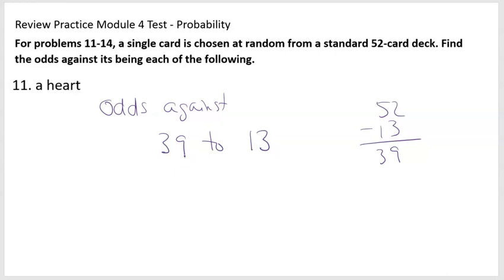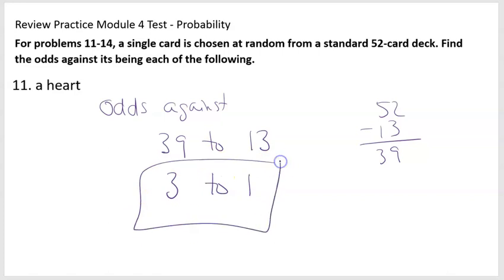Okay? Now you've got to reduce. There's a value that divides into both of them, and that just happens to be 13. So 13 divides into 39 3 times, and 13 divides into 13 1 time. And that's how you should write your odds for and against. Odds and probability are always in the lowest terms. So if these values have numbers that divide each, you need to do that. And again, to check yourself, you could add these two numbers together, and that should give you the 52 card deck.